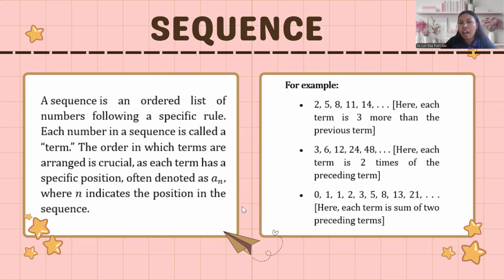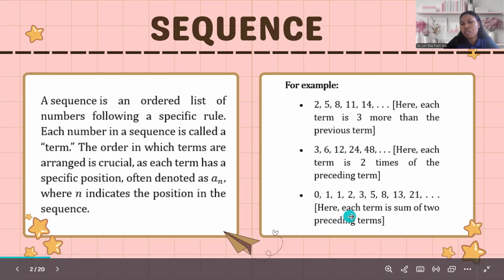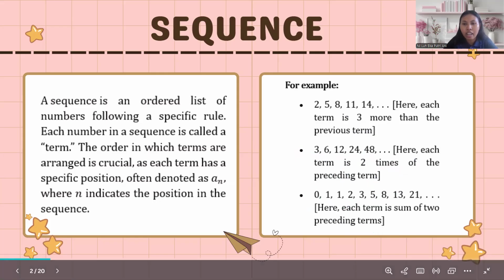For example, we have the sequence 2, 5, 8, 11, and 14. Here each term is 3 more than the previous term. We also have 3, 6, 12, 24, and 48. Here each term is 2 times the preceding term. And we also have 0, 1, 1, 2, 3, 5, and so on. Here each term is the sum of the two preceding terms. Do you understand? I hope you understand.